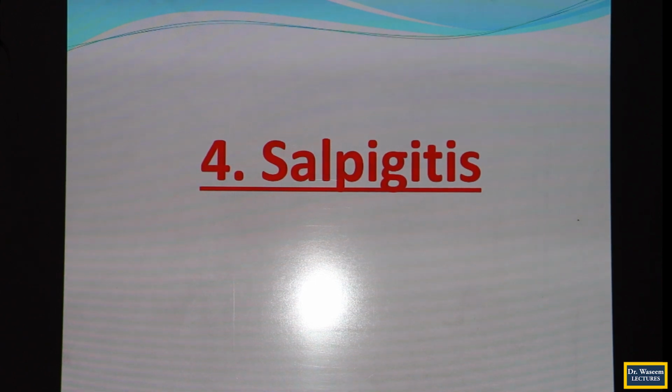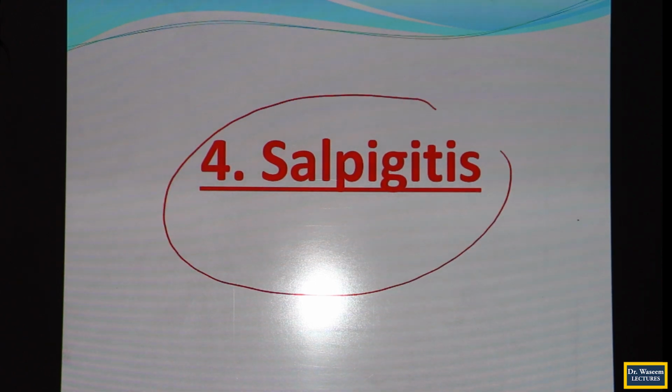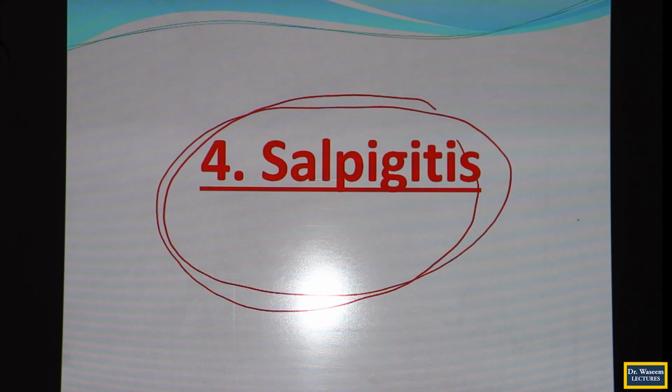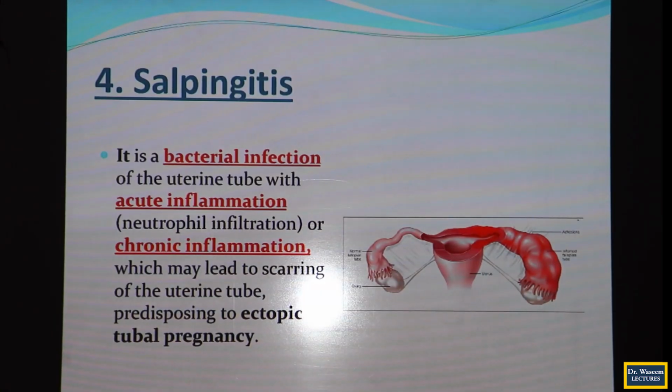Fourth condition is salpingitis. Salpingitis means inflammation of the tube, and here tube means the fallopian tube. It is the bacterial inflammation of the uterine tube. It can be acute, which is a neutrophilic infiltration, or it can be chronic, like tuberculosis, which may lead to scarring of the uterine tube.